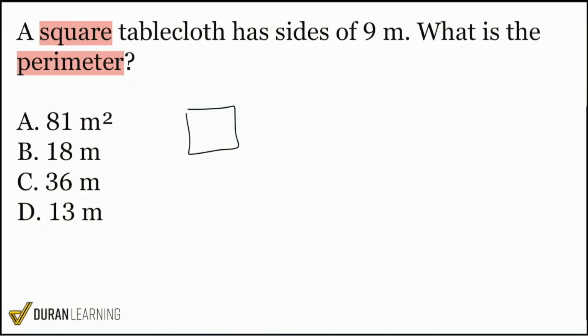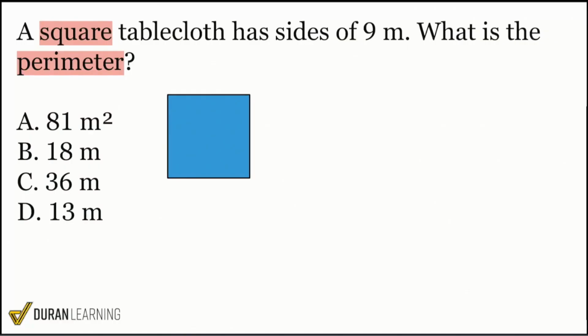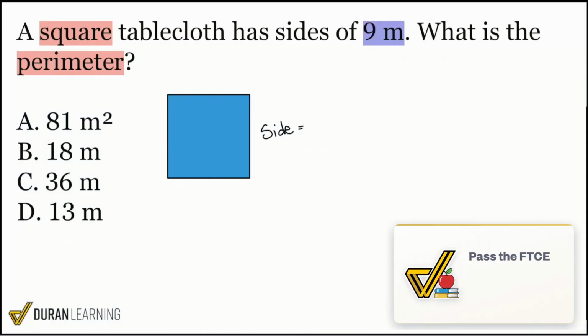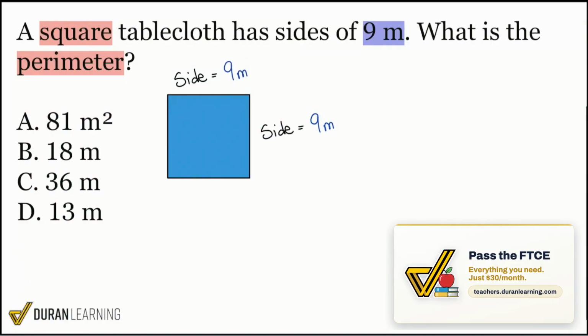When it comes to squares, let's go ahead and just expand upon that right there. When it comes to squares, we have sides that are all the same. 4 sides in particular. So if one side is given to us as 9 meters, just like that, what I can tell you is that we have 4 identical sides. So we can write side equals 9 over there, over here, and over here. 4 sides that are the same.